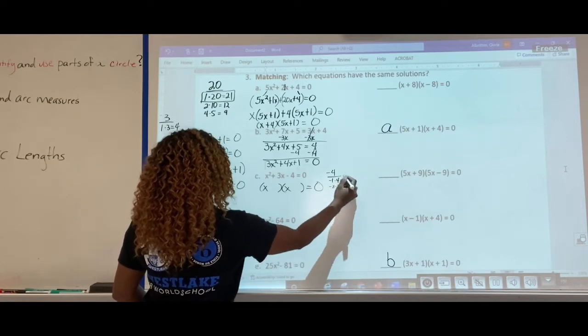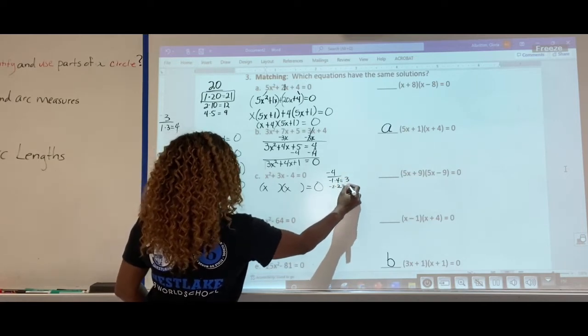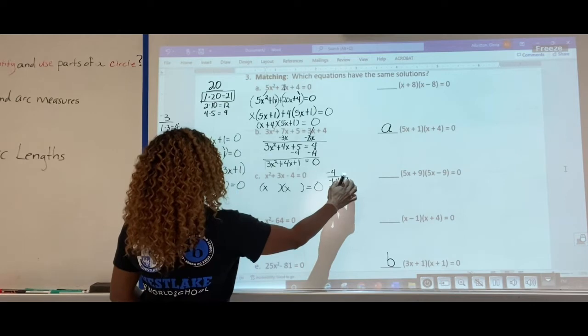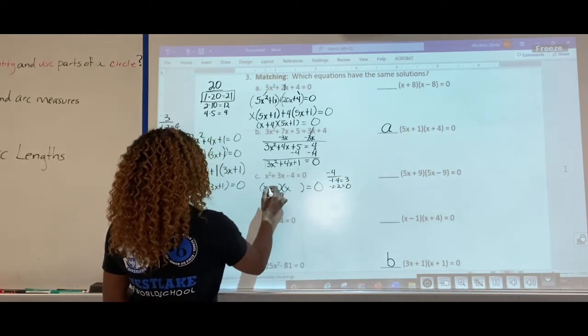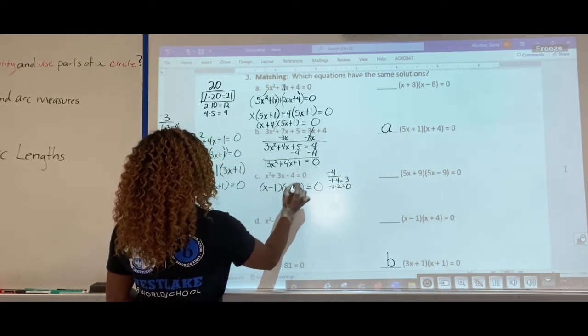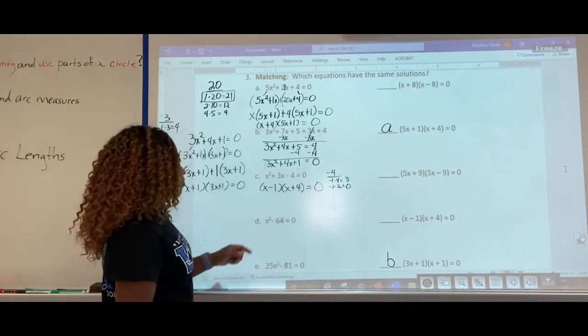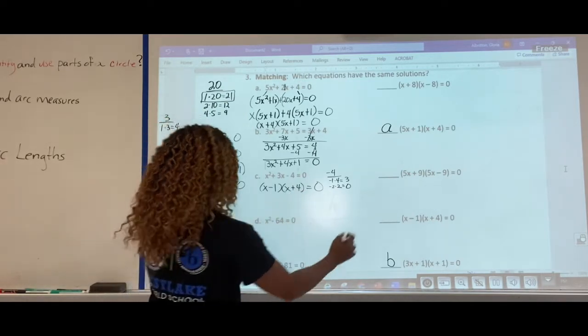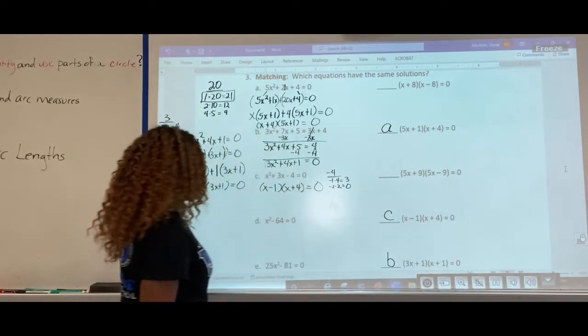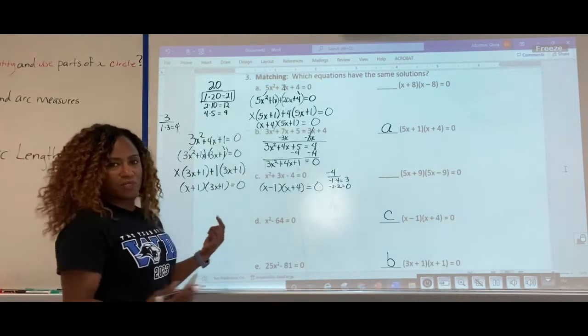If I add these, this will give me 3, this will give me 0. I need 3, so this is what I'm looking for. So I'm looking for -1 and +4. Let's see. That would be this one. X minus 1, x plus 4. Oh, that was quick and easy.